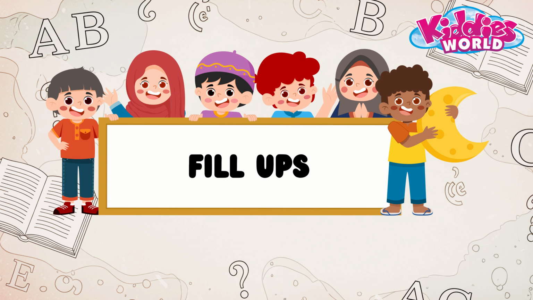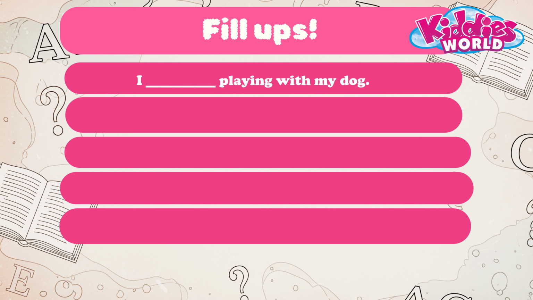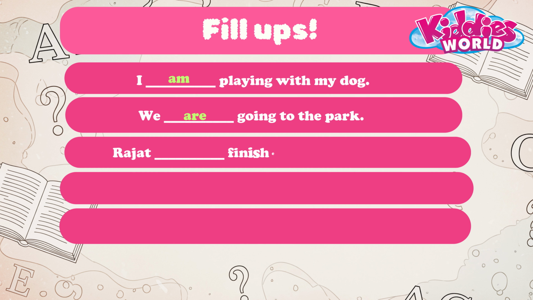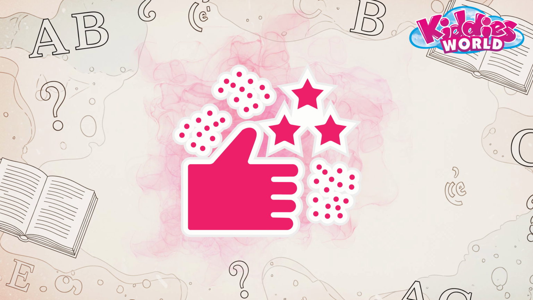Dice fill-ups. Let's practice with auxiliary verbs in affirmative sentences. Fill in the blanks. I dash playing with my dog. Am. We dash going to the park. Are. Rajat dash finished his homework. Has. My friends dash playing basketball. Are. You dash go to the park today. Did. Fantastic! You filled in the blanks correctly.